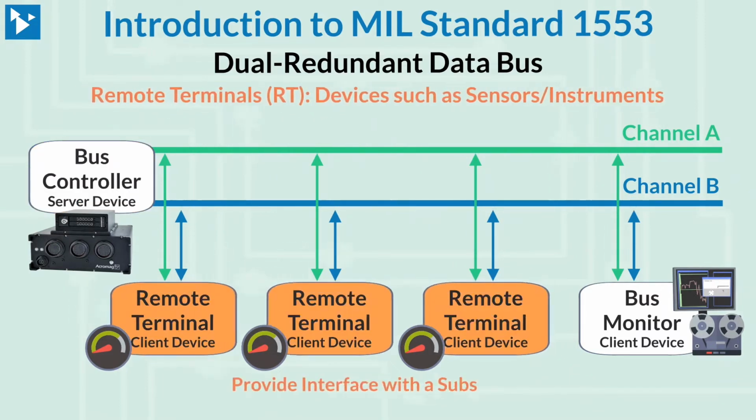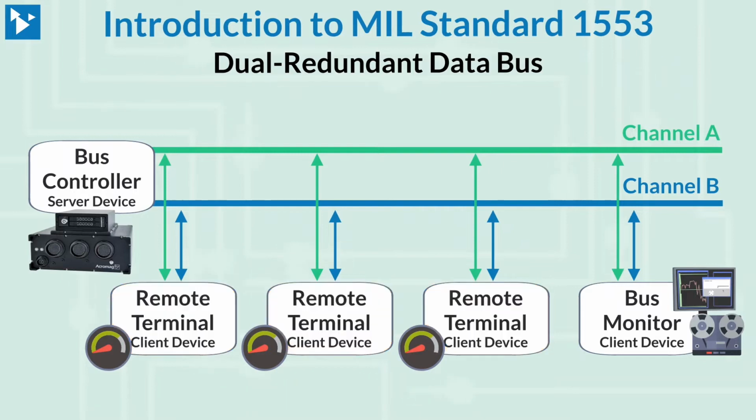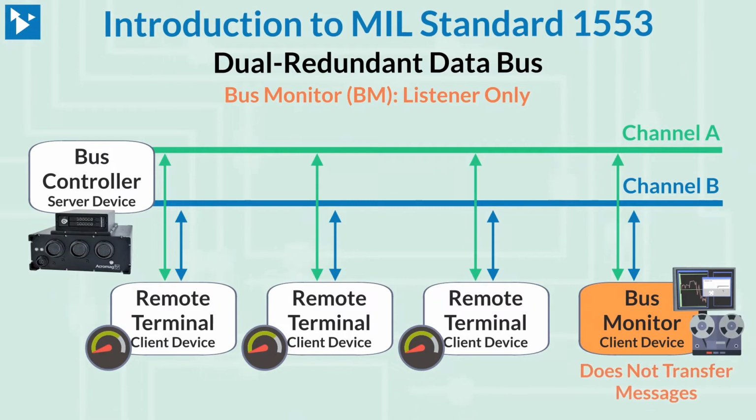The remote terminal provides the interface between a 1553 bus and a subsystem. It can also be used to bridge to another 1553 bus. A remote terminal responds to messages received from the bus controller. Each remote terminal has its own unique address, and there can be up to 31 remote terminals on a 1553 bus. The third type of node is a bus monitor. It is a listener only and does not participate in message transfers. Typically, bus monitors are used as a message recorder or black box type function.